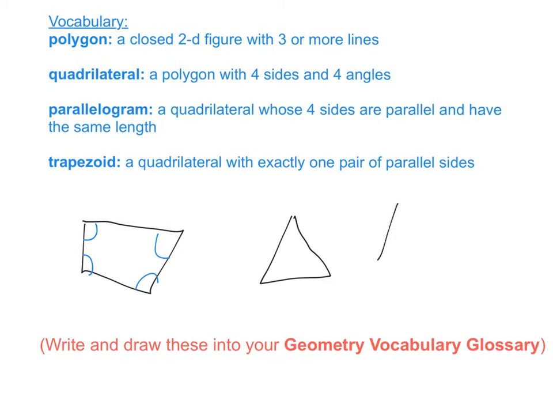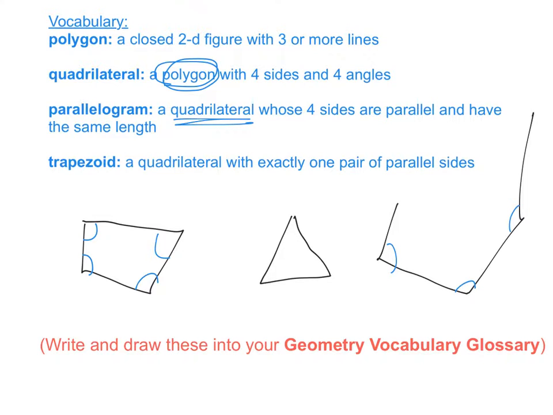Okay, what about this one? 1, 2, 3, 4. Is that an example of a quadrilateral? No. Why not? Aditya? Because it doesn't have 4 angles. It has 1 angle, 2 angles, 3 angles. Why else? A quadrilateral needs to be a polygon. Is this right here a polygon? No. Because it's not, what? Closed. Very good.